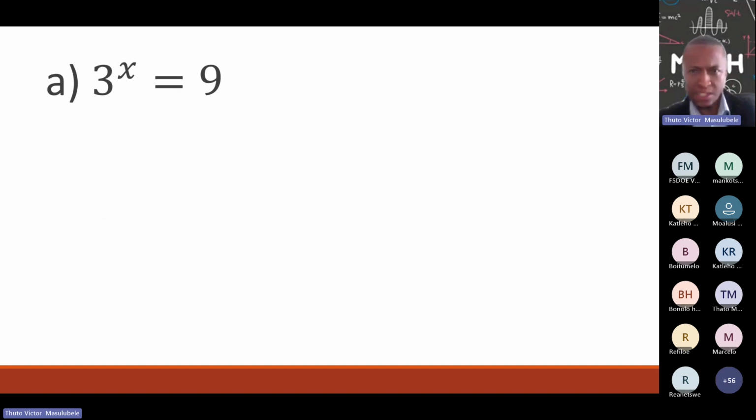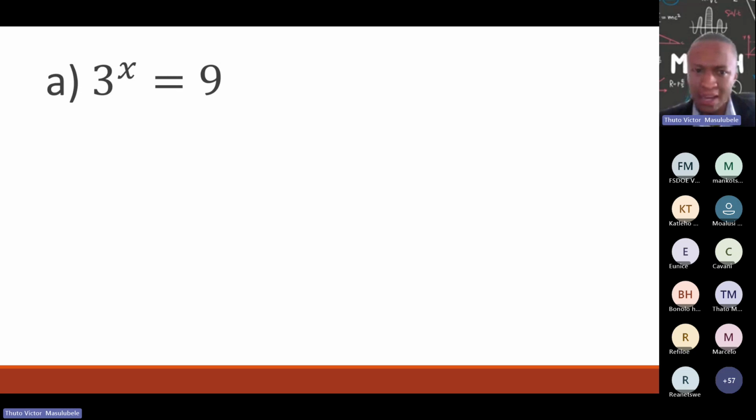Now, here's the first equation, grade 8 learners. We have 3 to the power of x is equal to 9. Now, in order for us to solve this exponential equation, grade 8 learners, we need to get the bases to be the same. We need to get the base of 9 to be the same as the base of 3. So what do we do then?